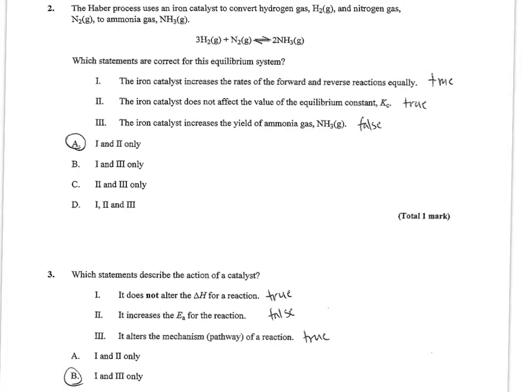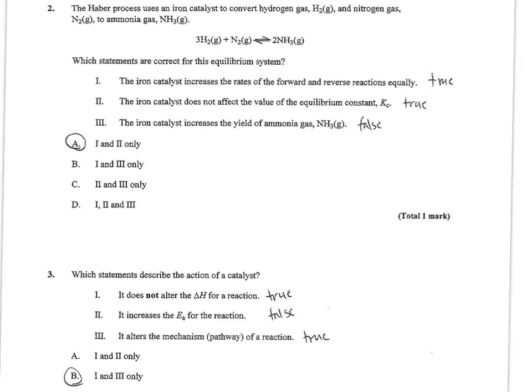Number 2 talks about the Haber process to convert hydrogen and nitrogen into ammonia. And then the real question is about which statements are correct for this equilibrium state. So it's really all about equilibrium, not so much about the Haber process. So what you should know about equilibrium is that the catalyst of the forward and reverse reactions are equal. The catalyst increases the rates equally.